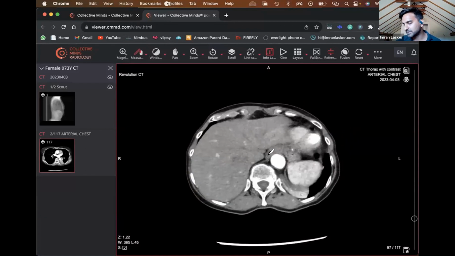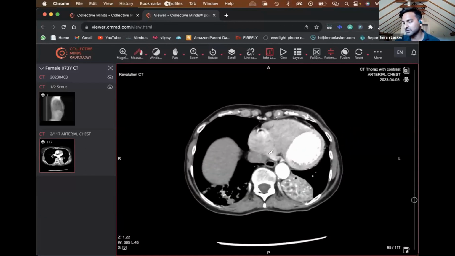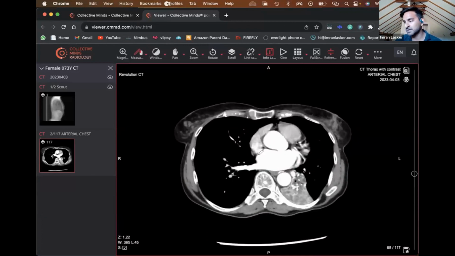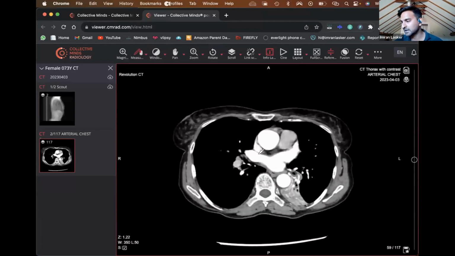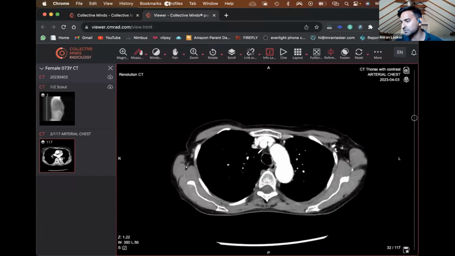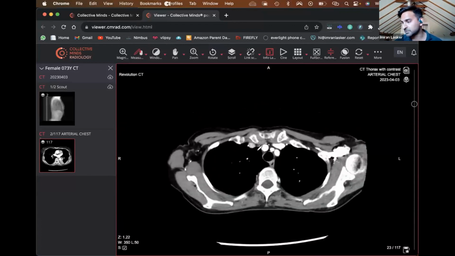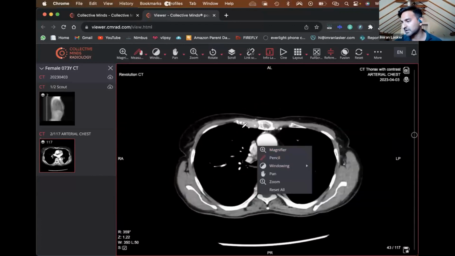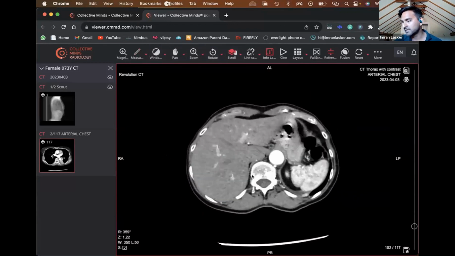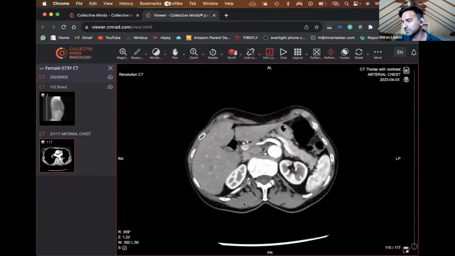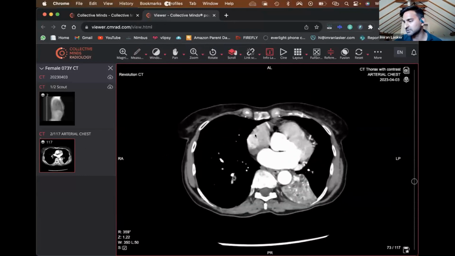On this particular case, we've got what looks like consolidated changes located in the right lower lobe, and we've got collapse of the lungs over here. We haven't seen much in the way of any lymph node enlargement, and the mediastinum looks okay. If we scroll all the way down to the bottom, it's very important to have a look at the upper abdomen as well, just to make sure there's nothing grossly abnormal.